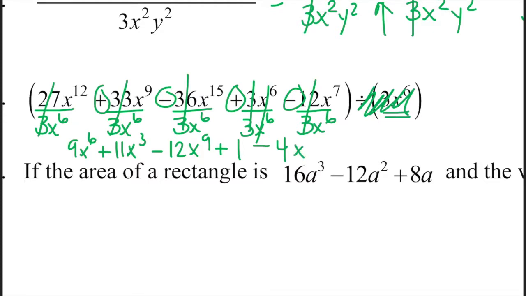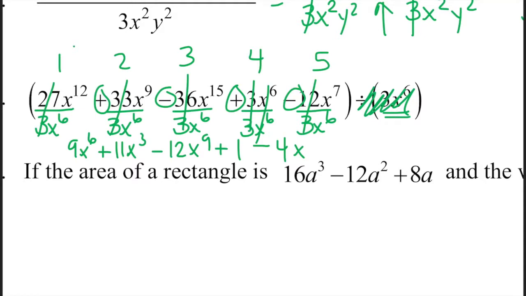When you're adding and subtracting, you have 1, 2, 3, 4, 5 terms. So you have to have 5 terms in your answer. That's why you need the placeholder of 1 here, 3x to the 6 divided by 3x to the 6 is really 1. You need that placeholder, so you can't just not put that answer. You have to put the answer of 1.